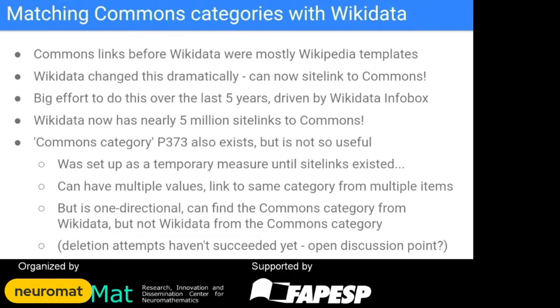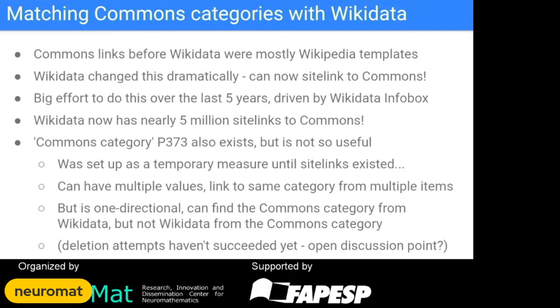You can also link to the same category for multiple items. So if you remember, before I said that in some cases you get combined Wikipedia articles, you can also get combined Commons categories that you need to link to for multiple items. So it's appealing for those reasons. The downside is it's very one-directional. With an interwiki link, you're on the Commons page, you see the links to Wikidata. And if you're on Wikidata, you see the links to Commons. It's bi-directional, you can see both ways. P373 is one-directional. You can see it when you're on Wikidata, and you can get to Commons from there.